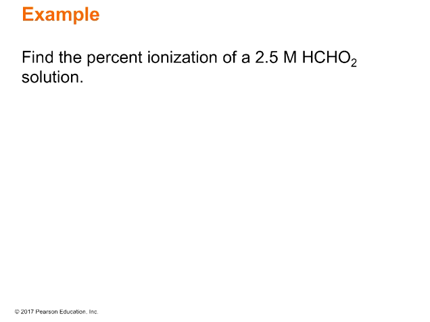So let's go through an example of how to find the percent ionization of a weak acid. And we're going to use the example of formic acid again. This time, though, the concentration is much higher than what we calculated in worksheet problem 4. So the concentration this time is 2.5 moles per liter.